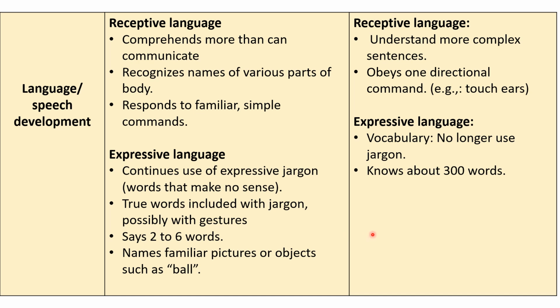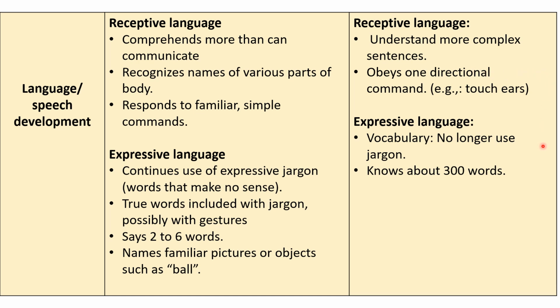Then the age group of 30 to 36 months, they understand more complex sentences. Obeys one directional command. So you need to give one command to the child, then they will obey. Touch ears, they will touch the ears. Touch the ears and go run and touch the table, they may not be able to follow these two commands if you tell them at the same time. So for a toddler, always give one directional command.